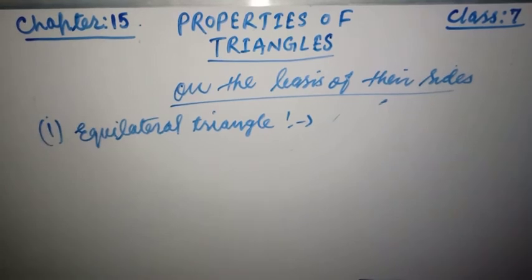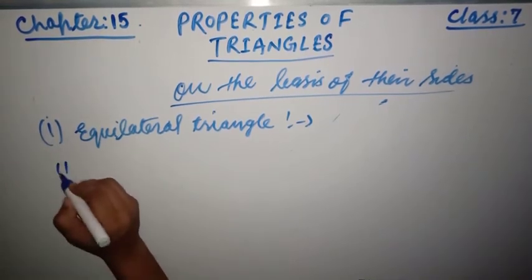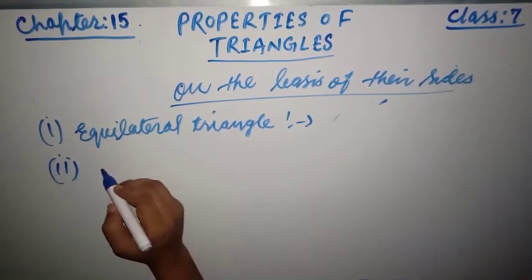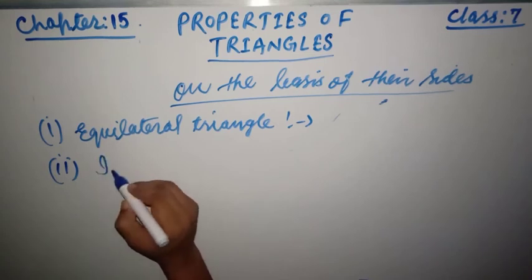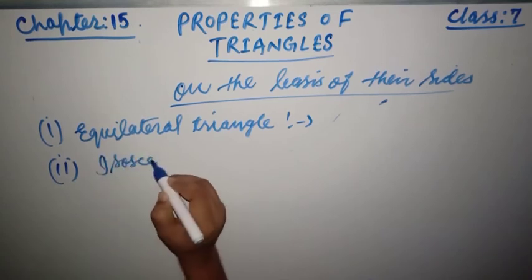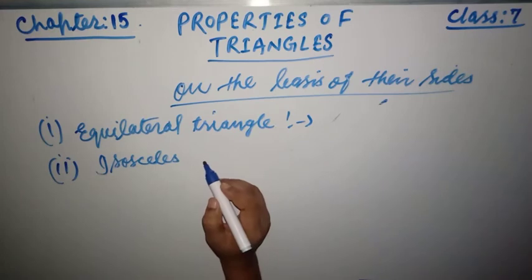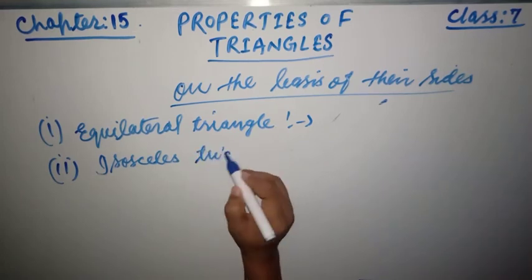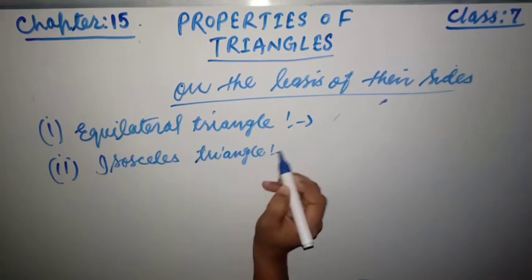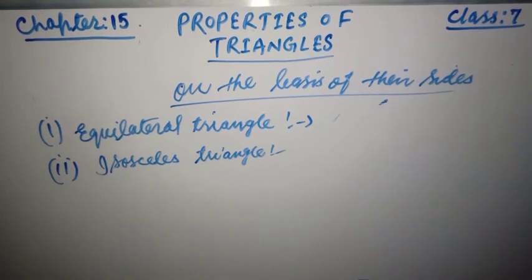Okay, now second number friends, isosceles triangle. A triangle in which two sides are equal is called an isosceles triangle.